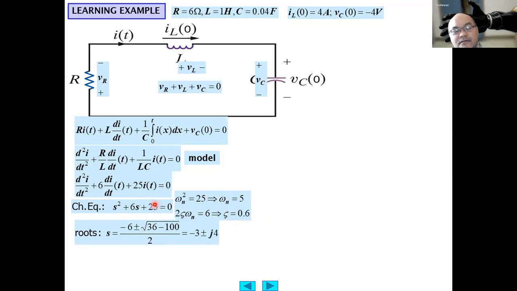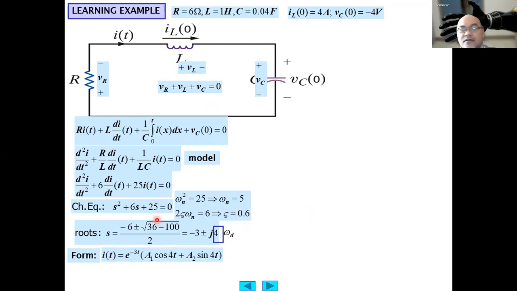For the roots, we use the equation minus b plus or minus the square root of b squared minus 4ac, divided by 2a. So we obtain the roots s1, s2 equal to minus 3 plus or minus j4 respectively. Since this is a complex root, we know this is the underdamped case, the second case. The damped oscillating frequency is this one, j omega d, and this is the damping coefficient.